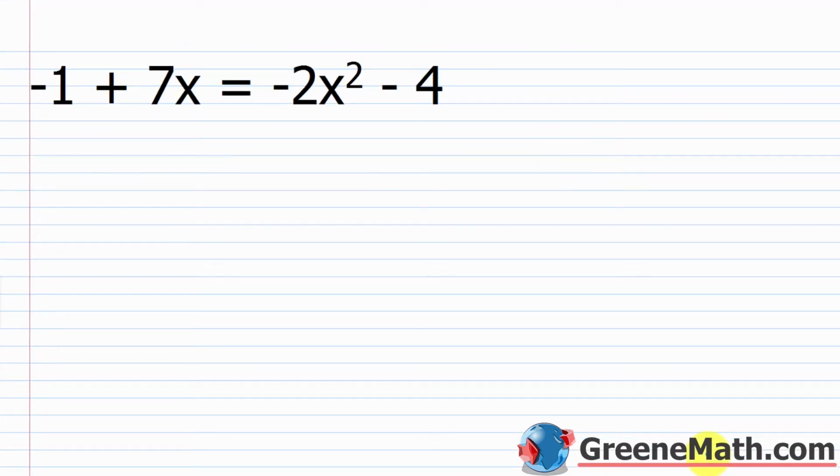All right, let's take a look at another. So we have -1 plus 7x is equal to -2x squared minus 4. So again, I want this in standard form, so ax squared plus bx plus c is equal to 0. It helps if you write it out and you can kind of look at it and see what you need to do. So I am going to basically follow this format and have 0 on the right-hand side.